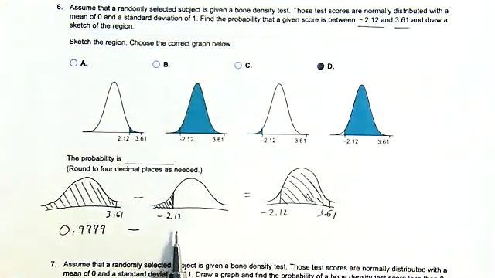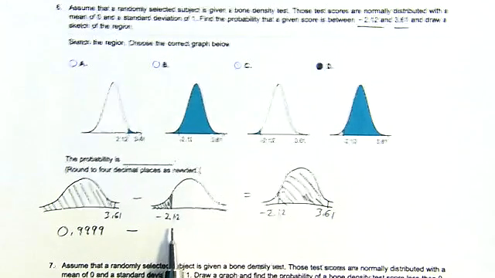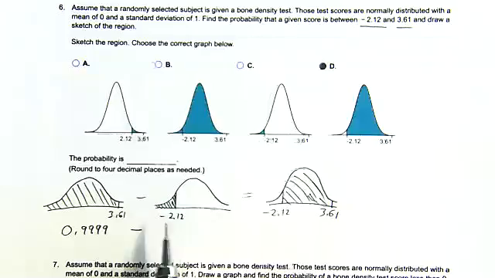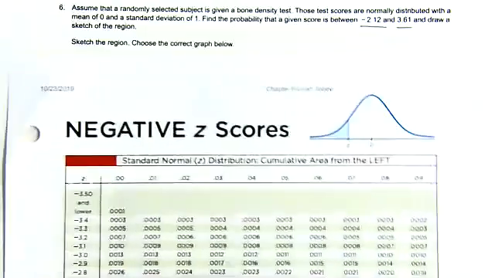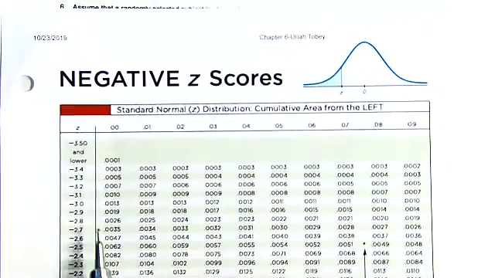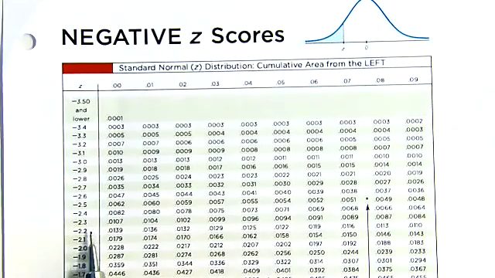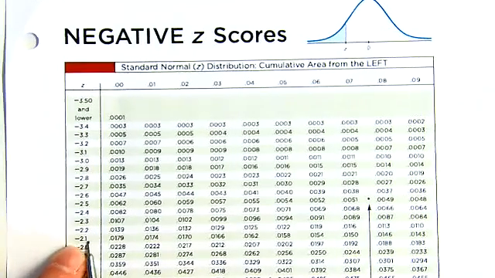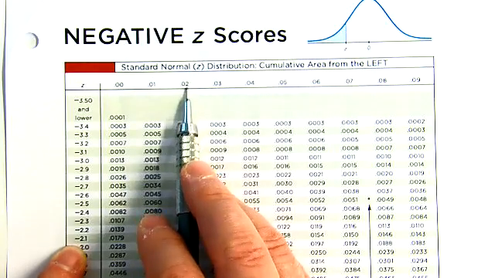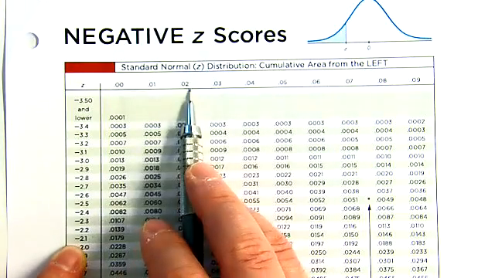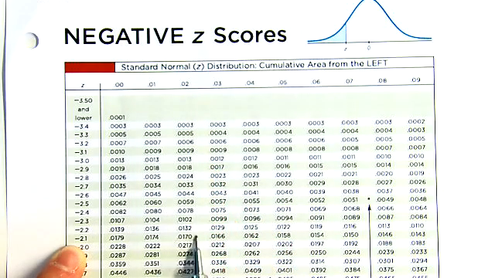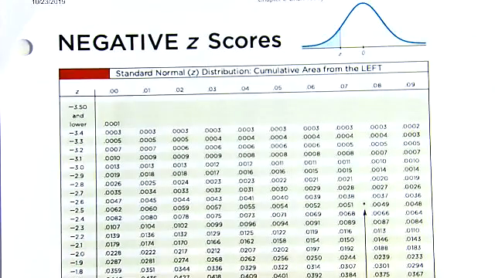Minus, now this will be the first time we look at the negative z chart. So it's a negative number, so we go to negative z-scores. And we're looking for minus 2.12, which would be down here. Here's minus 2.1 over to 2. So minus 2.12. And that number is 0.0170.